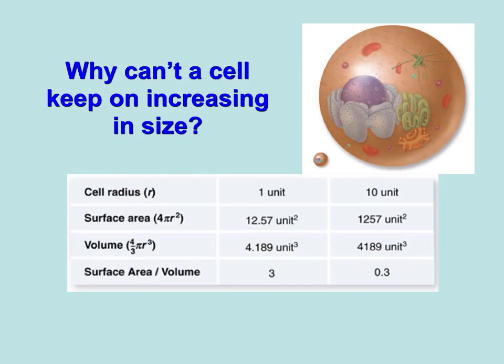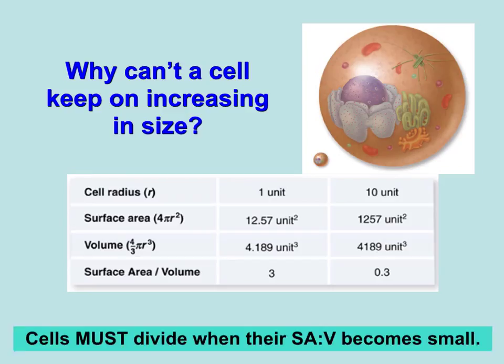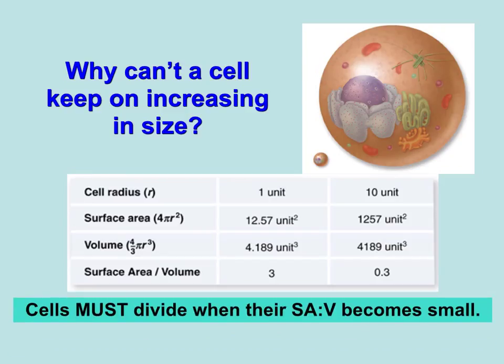So why can't a cell just keep increasing in size? Well, cells need to keep their surface area to volume ratio large. So they need to divide so that this ratio remains large. As soon as the surface area to volume ratio starts becoming small, cells need to divide.